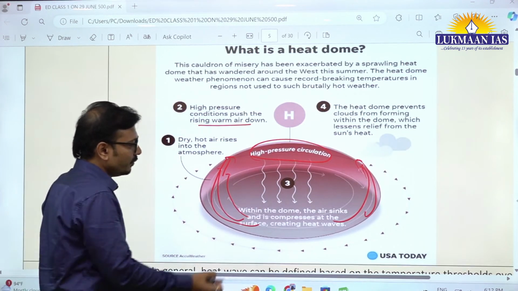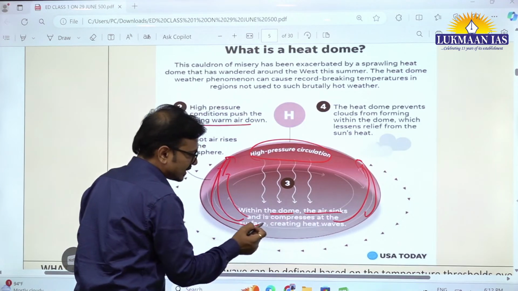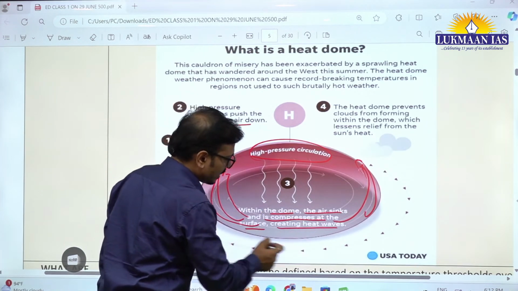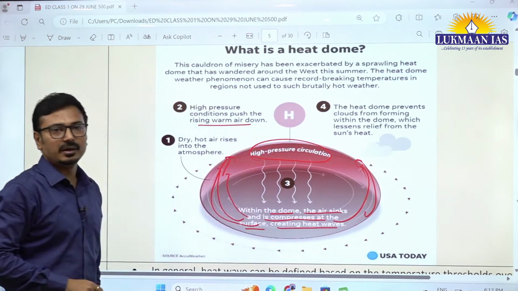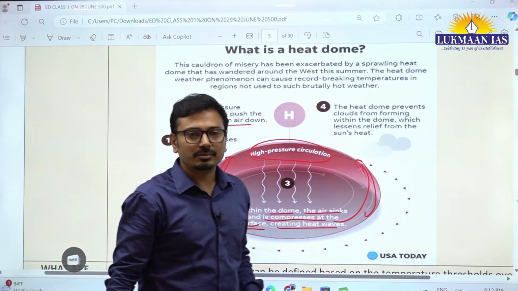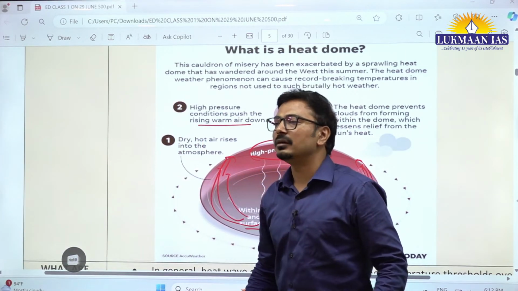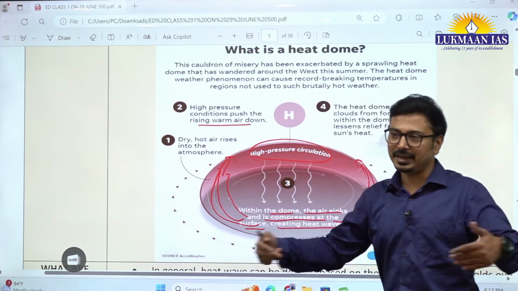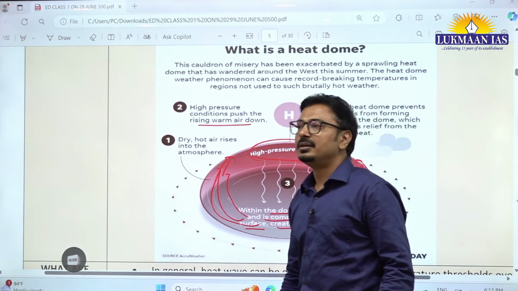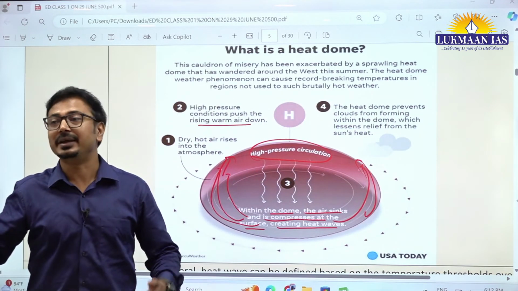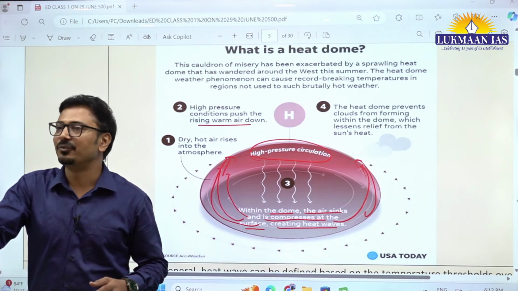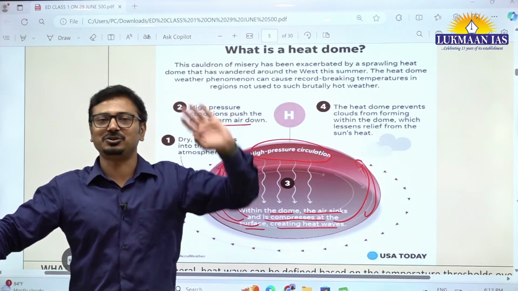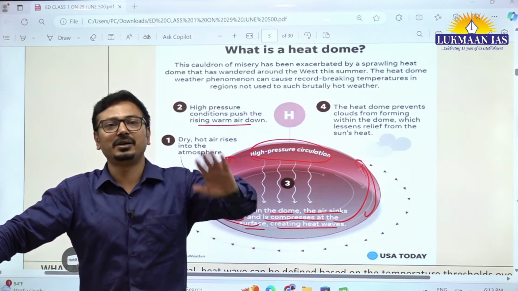The third is, within the dome the air sinks and is compressed at surface creating heat waves. कहां पर, इस सरफेस पे compress कर. Now why are we calling it a dome? Because it is not allowing the surrounding wind to enter into that dome, that area, and this makes ideal condition for heat wave because the weather is persistent for 7 to 10 days. Same weather conditions, persistent for 7 to 10 days, 1 week.